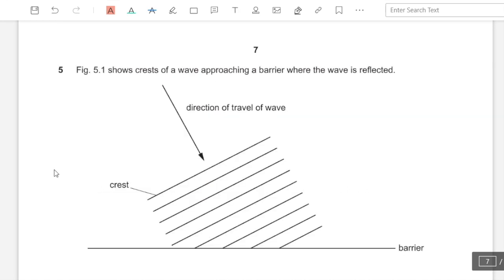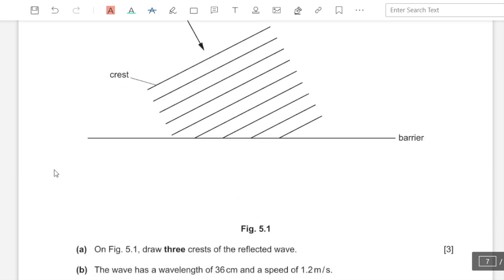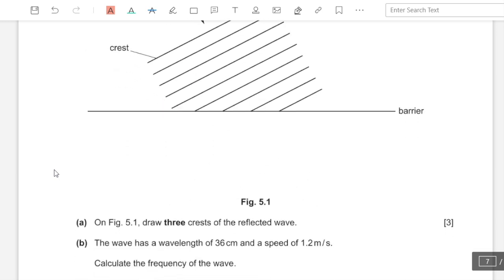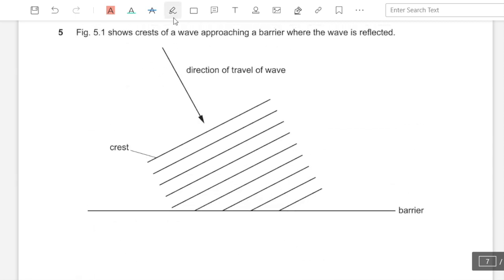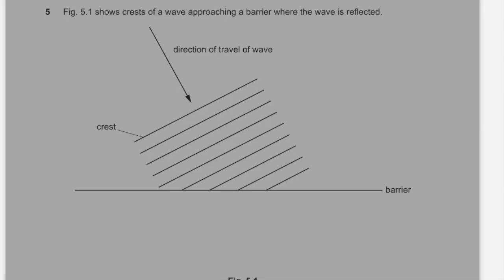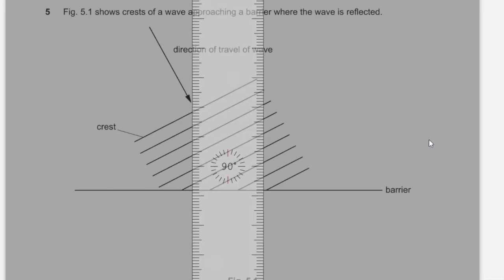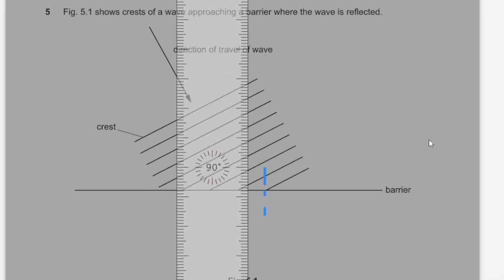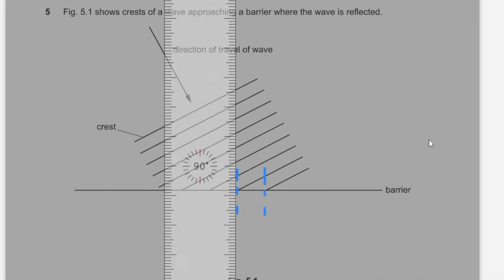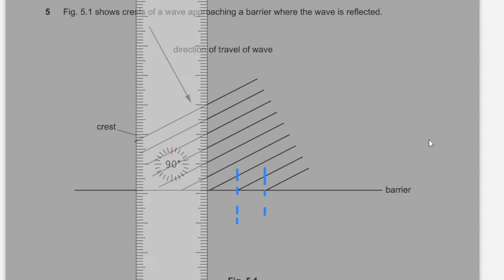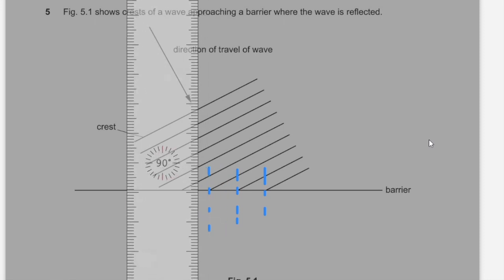5. Figure 5.1 shows crests of a wave approaching a barrier where the wave is reflected. A. On figure 5.1, draw 3 crests of the reflected wave. I'll start by drawing the normals, which are perpendicular to the barrier. We only need to draw 3 of them. So I'll draw 3 normals over here. These are the dotted lines which represent the normal.